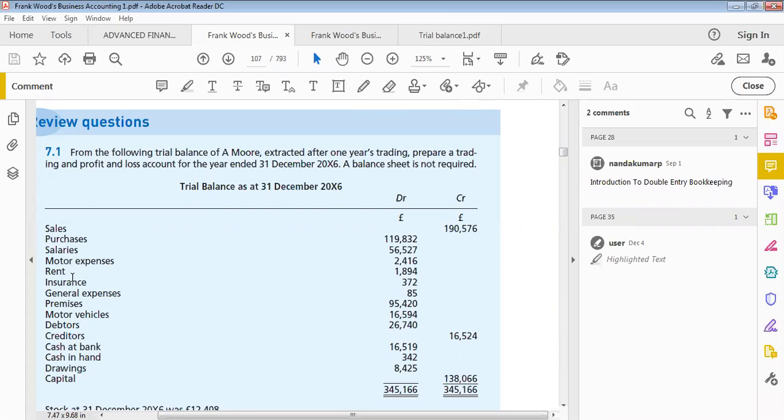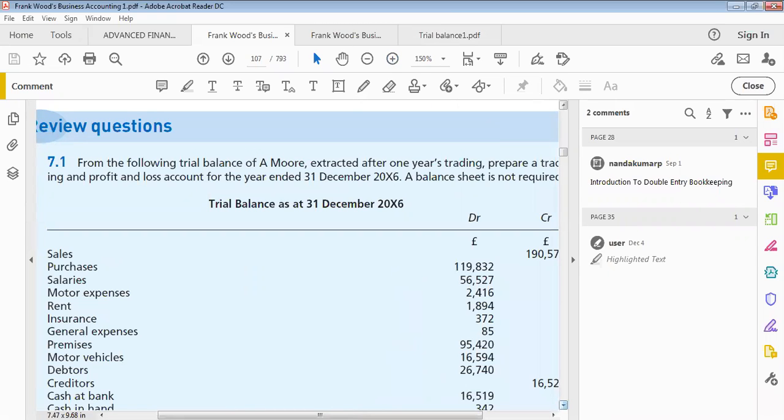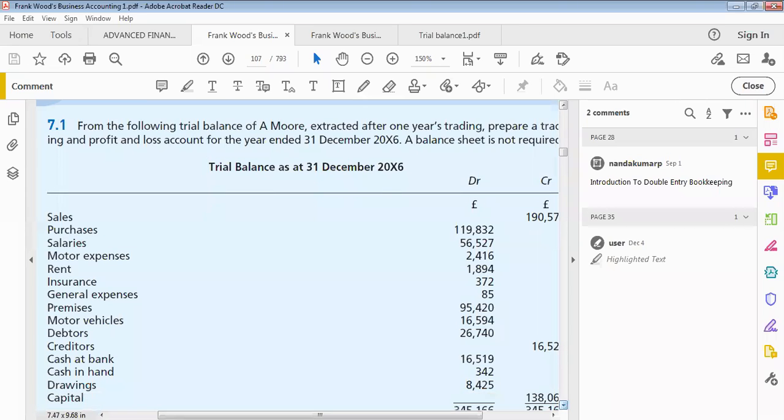Now, what are the fixed assets here based on what you have seen a while ago? Anybody, please? Insurance? No, that would be an expense. General expenses? No. Motor vehicle and what? Premises. Yes, premises. So those are your fixed assets, right?